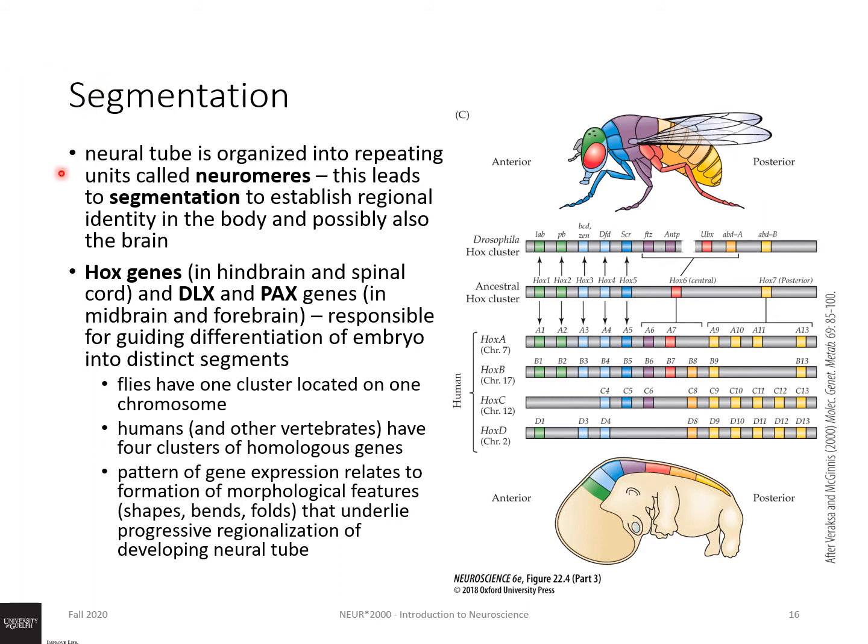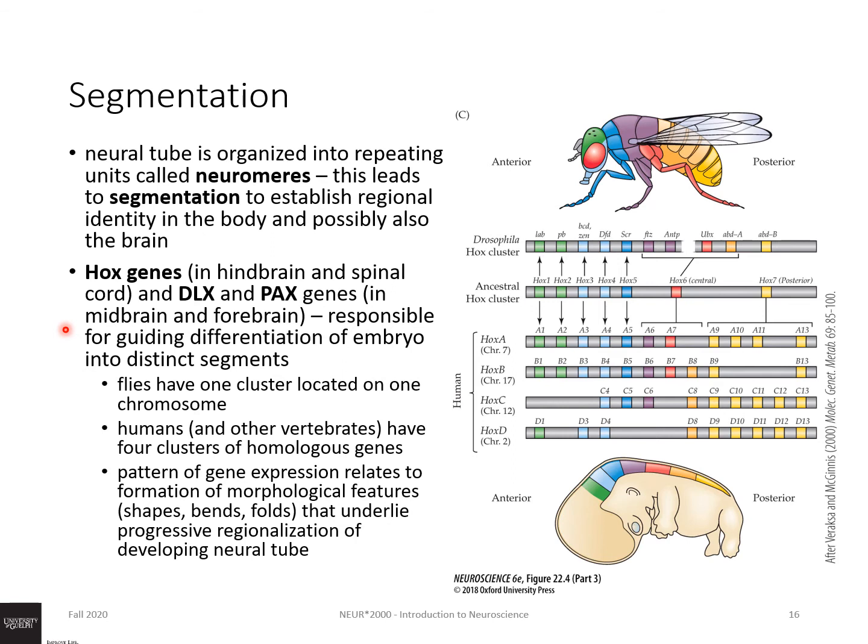Now, the neural tube is organized into repeating units called neuromeres. And this leads to the segmentation that establishes regional identity in the body and possibly also the brain. So there are parallels between Drosophila segmental genes, the inferred ancestral homeobox genes from which invertebrate and vertebrate segmental genes evolved, and human Hox genes. Now, Hox genes in the hindbrain and spinal cord, and DLX and PAX genes in the midbrain and forebrain, are responsible for guiding differentiation of the embryo into distinct segments.